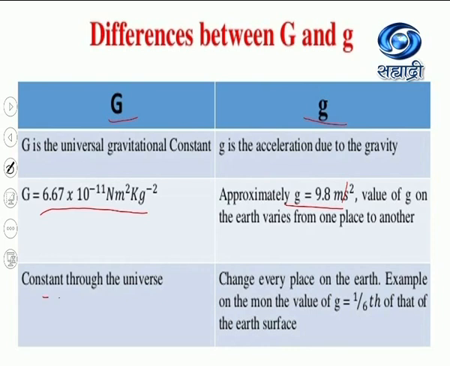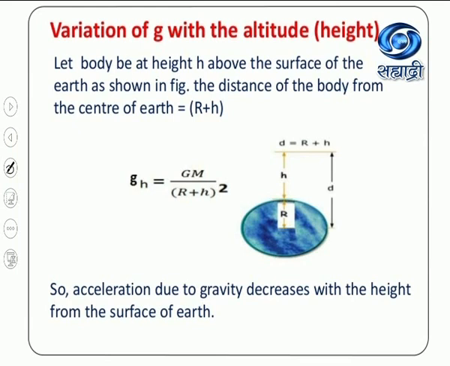Now capital G is constant throughout the universe. But as I told you, acceleration due to gravity changes from place to place on the Earth. That also we are going to see. For example, on the moon, the value of g is 1/6 of that on Earth's surface. So on different planets, the value of acceleration due to gravity changes. As we learned, the acceleration due to gravity depends only on the mass and radius of Earth. It does not depend on the properties of the object.